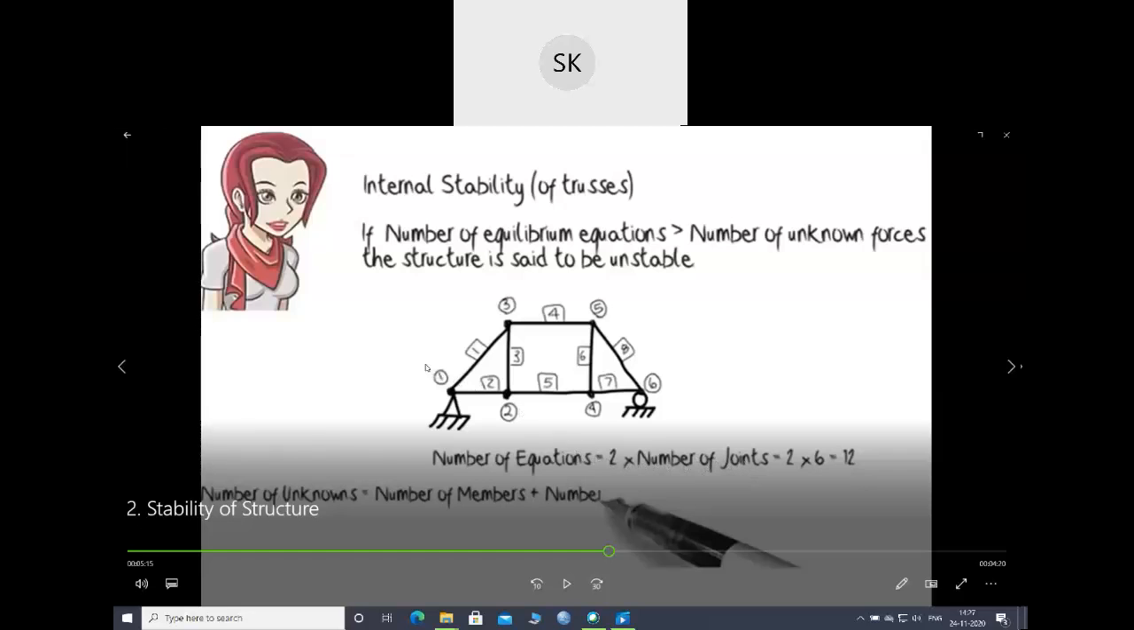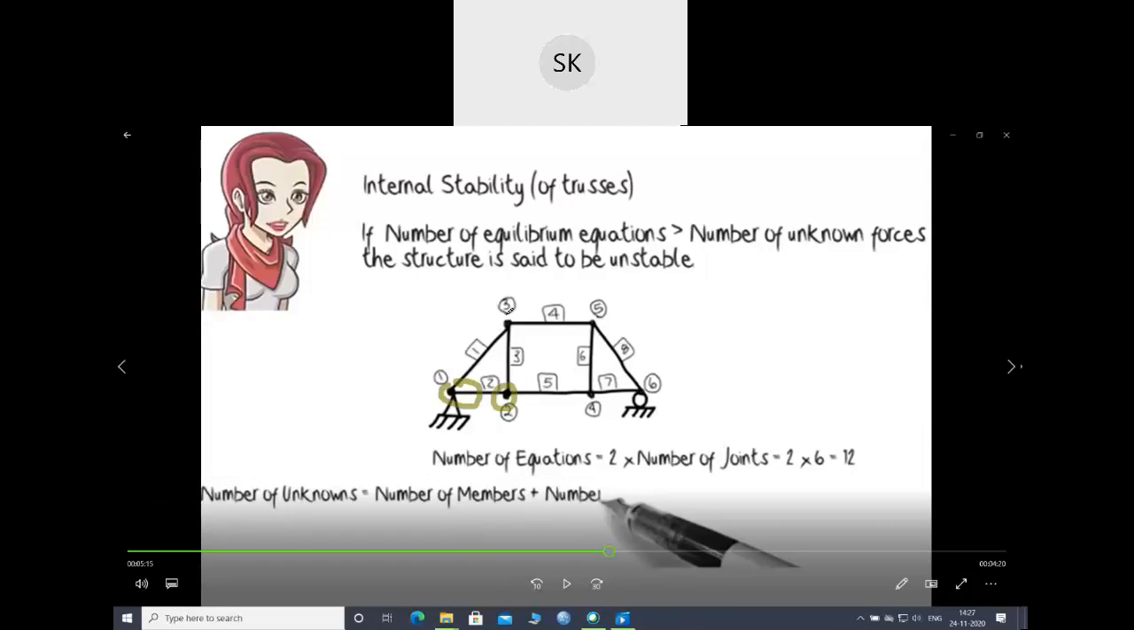So these are the joints: 1, 2, 3, 4, 5, and 6. You have to double the number of joints, so that will be your number of equations generated on that truss. And the number of unknowns will be the number of members plus the support reactions. Let's see what it is.